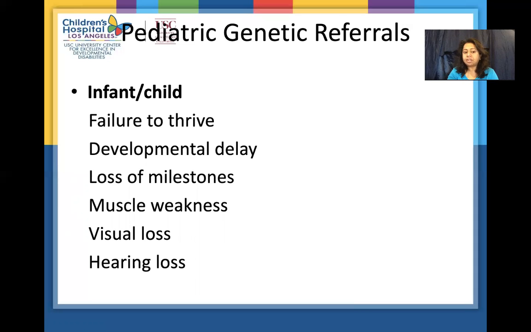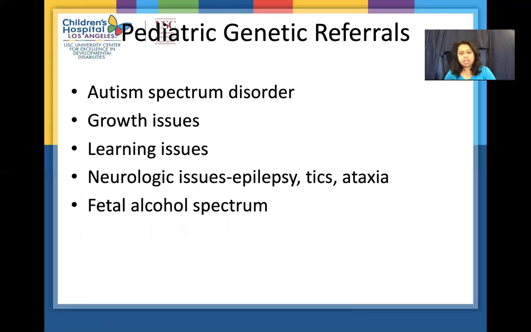Weakness of muscle, vision and hearing loss, sensory losses tend to have a genetic basis. And so we will always look and send referrals to geneticists sooner than for other conditions. And now we're casting a wider net for genetic differences.